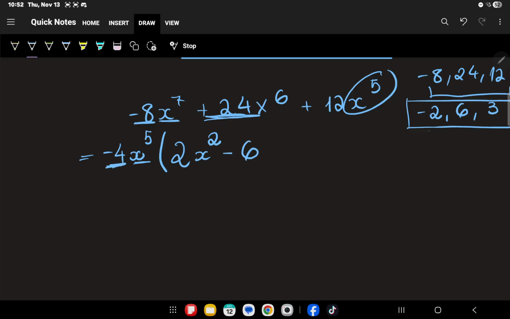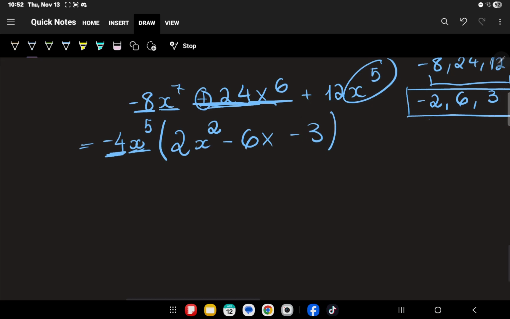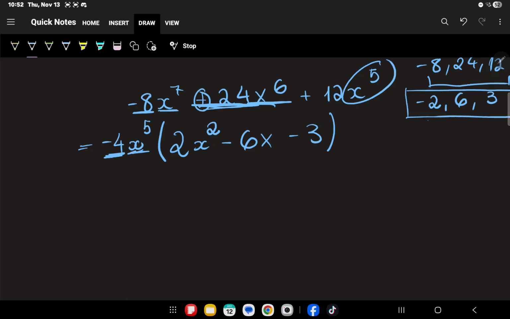That's -6. You take the sign in front of the number. I hope you guys know by now, right? You take your positive 24 divided by -4, in case you take out the negative. So that'll be -6. x to the power of 6 divided by x to the power of 5 will be x to the power of 1, but you don't write the 1. Then 12 divided by -4 will be -3. And x to the power of 5 divided by x to the power of 5 is 1, you don't write that. This will be your final answer.